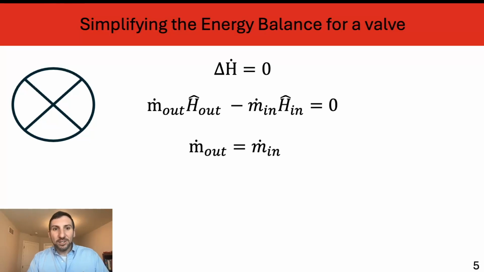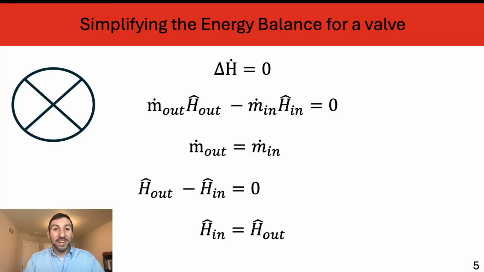But in this situation, we actually can then just remove that mass flow rate term and move it over to the 0 side, canceling it out, leaving us with H out, the specific enthalpy out, minus specific enthalpy in equals 0. And therefore, H in equals H out with specific enthalpy.